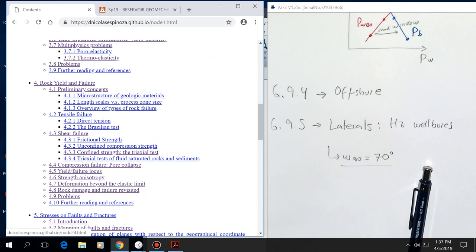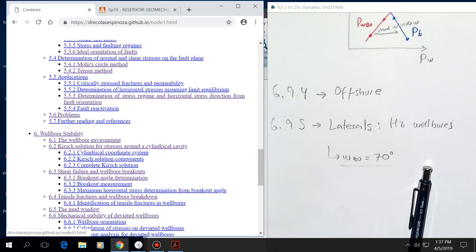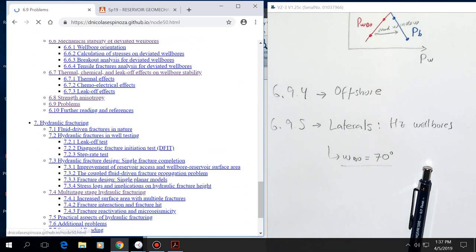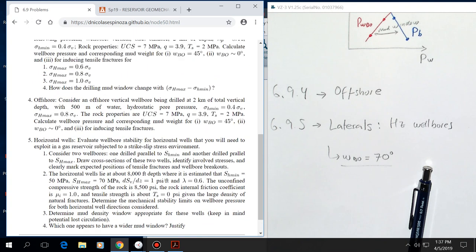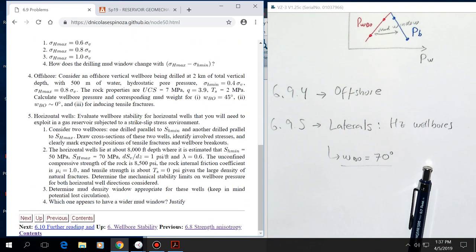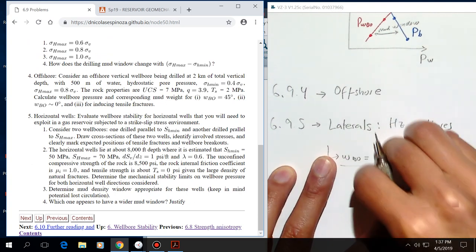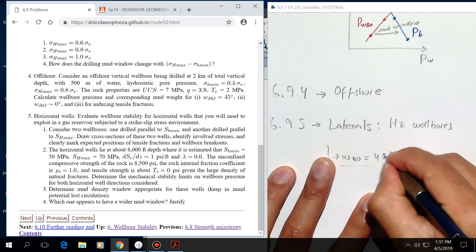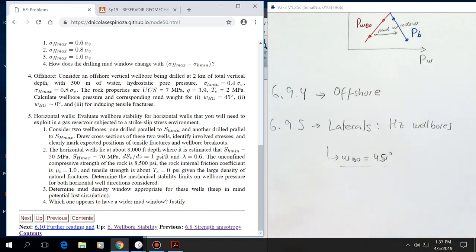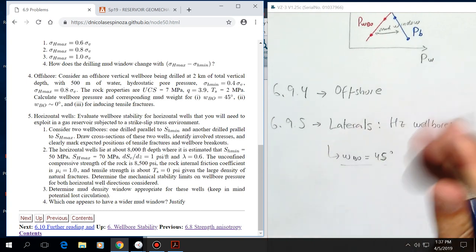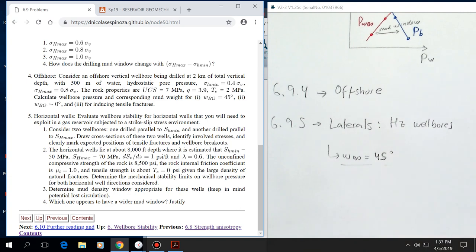So, where was I? Here. Okay, we'll say 45. And I should write that in the notes too. So, please calculate PWO for 45 degrees.